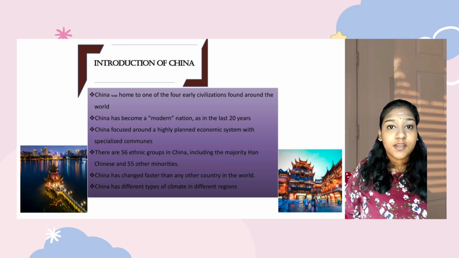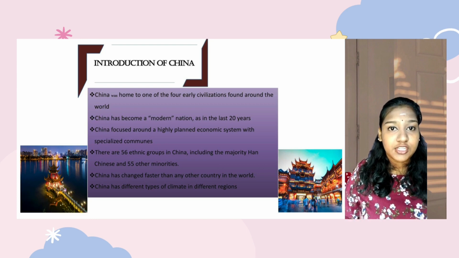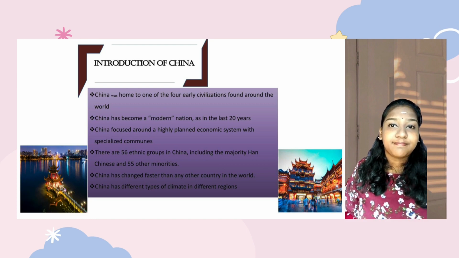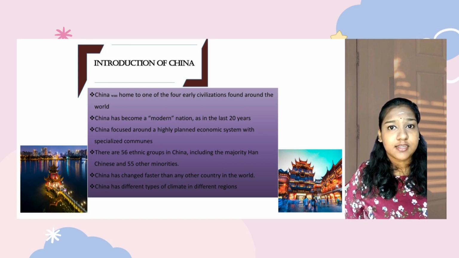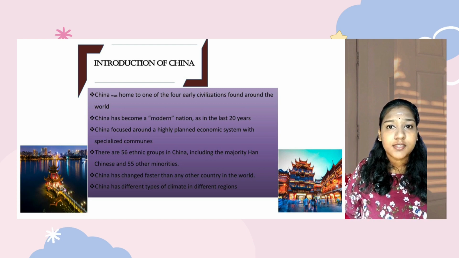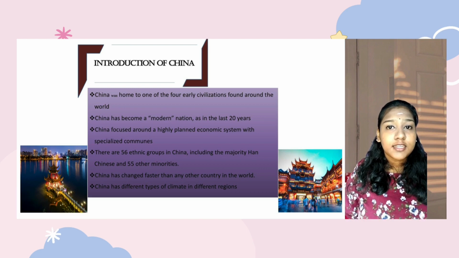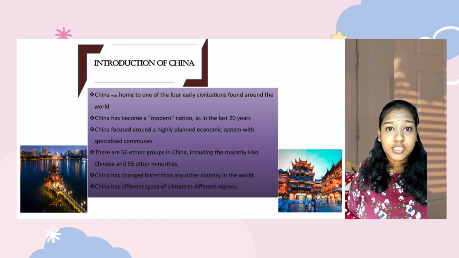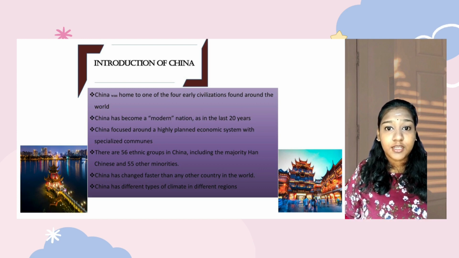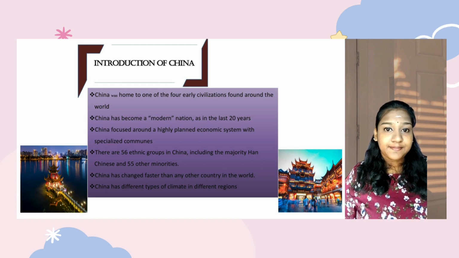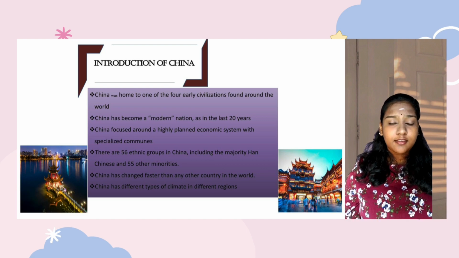China has changed faster than any other country in the world, with annual GDP growth averaging 9.5% through 2019, described by the World Bank as the fastest sustained expansion by a major economy in history. Such growth enabled China to double its GDP on average every 8 years and helped raise an estimated 800 million people out of poverty.